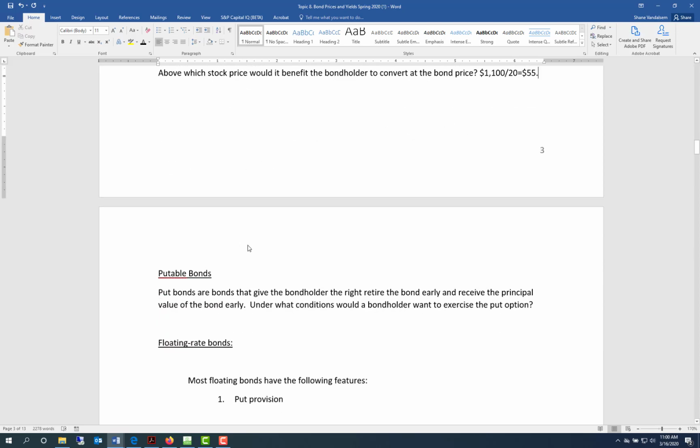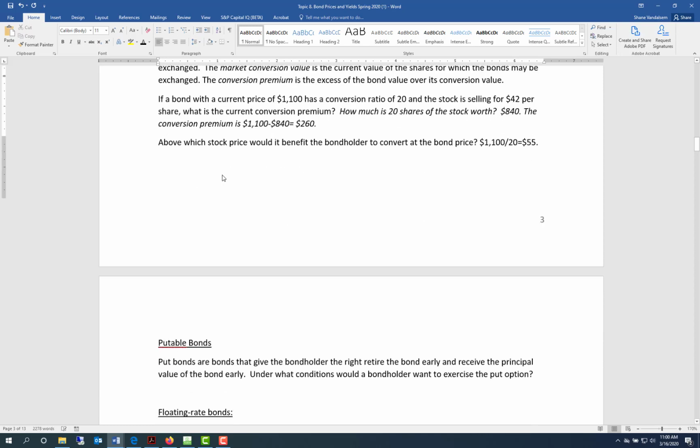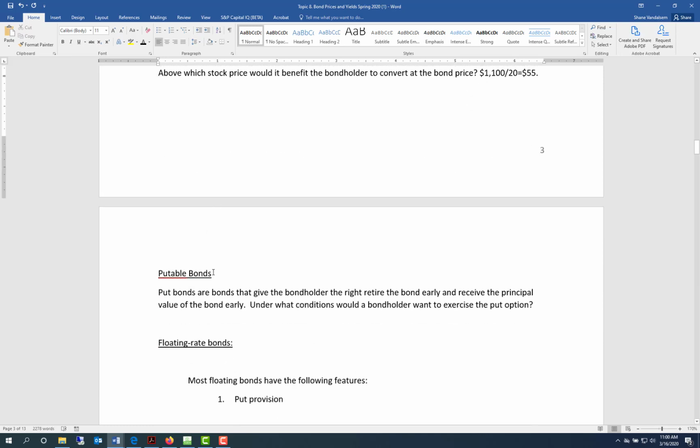The next kind of bond, we've talked about callable bonds and convertible bonds. The next type of bond is called a puttable bond. Put bonds, or puttable bonds, are bonds that give the bondholder the right to retire the bond early. So this, again, is the investor's right to retire the bond early and receive the principal value of the bond early. An example of this might be that I purchased a bond in a firm.